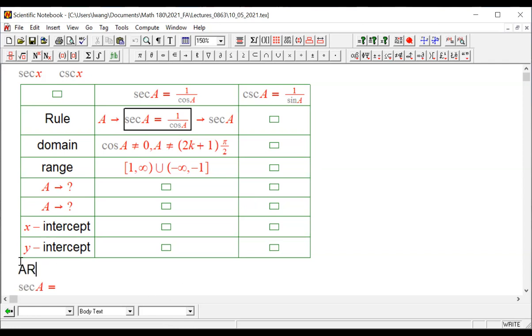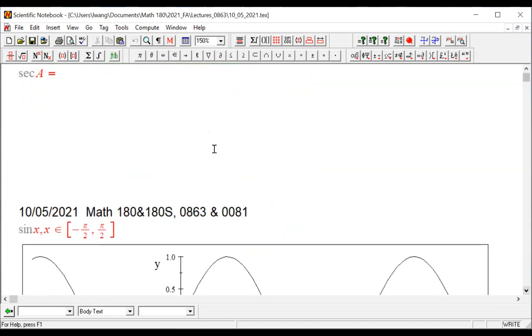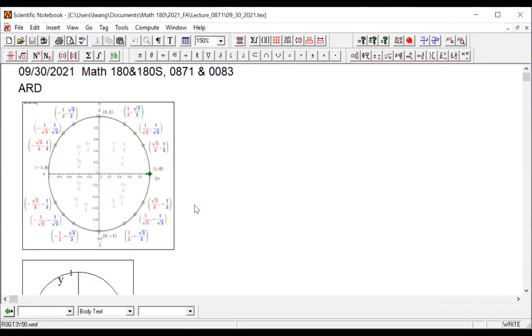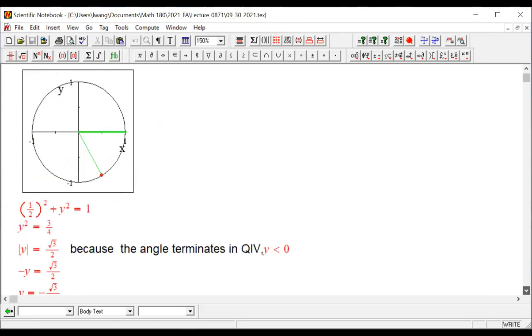So we go back to the angle definition, where A is the angle measurement and we use the reference angle. When it comes to secant, we pick a point (x, y) on the terminal side of the angle A. So what happens is that we have that picture. Let me go back to number 30. We have a little picture I want to bring to us.